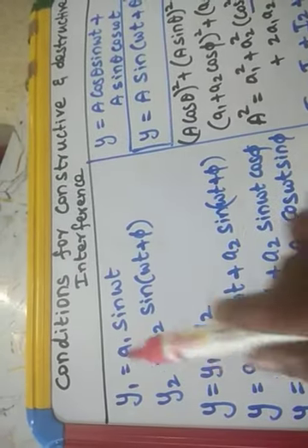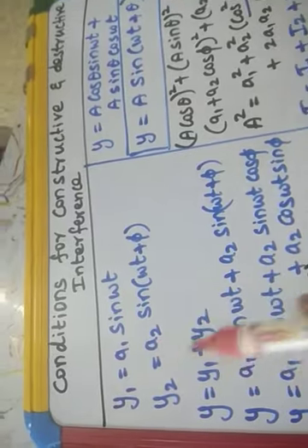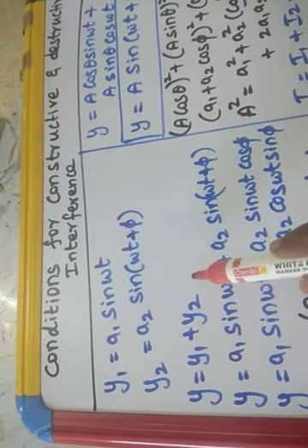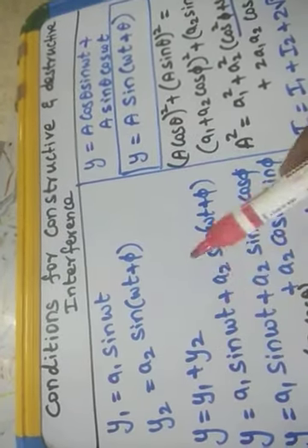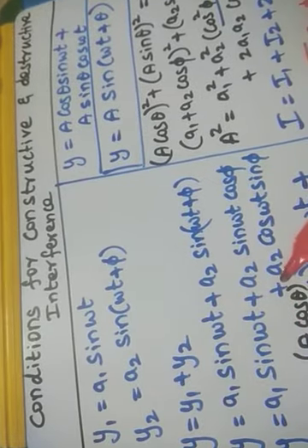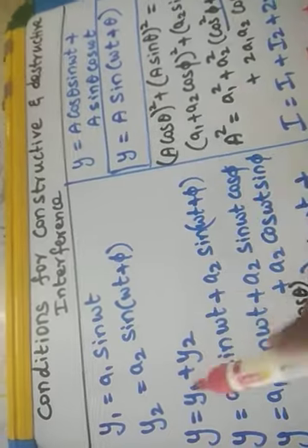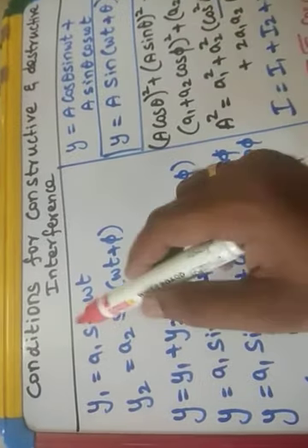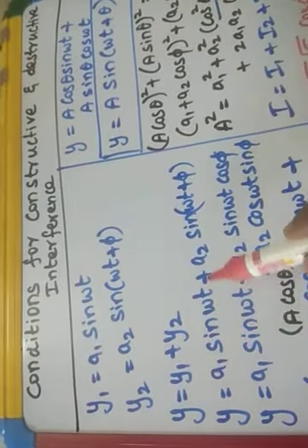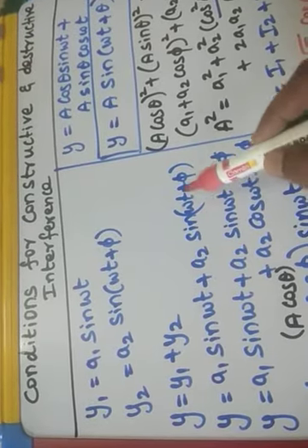So these are two waves. These two waves are superimposed on each other. So y is equal to y1 plus y2, an addition of two waves. That is interference. Interference means superposition of two waves. Superposition means addition of two waves. So when you add these two waves, a1 sin omega t plus a2 sin (omega t plus pi).